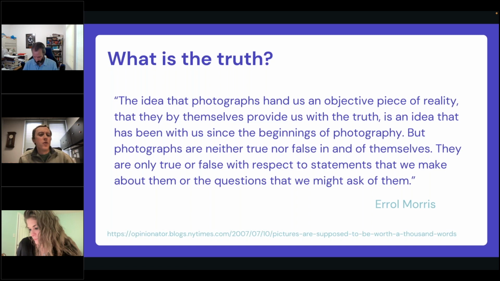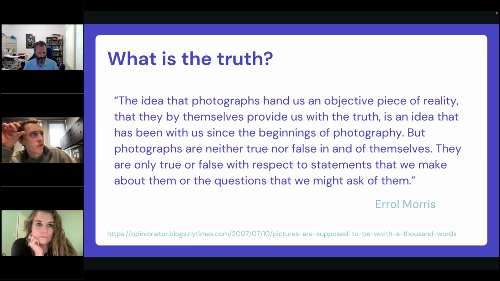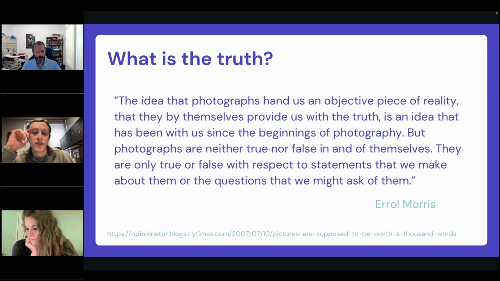Okay, so what about the fundamental question at hand here? What is the truth? The documentarian Errol Morris, who's really famous for all sorts of really interesting films over his career, looking at some of these deeper questions about truth and meaning, looked at the photograph in a series of essays he published in the New York Times about 15 years ago. He had this to say in one of these essays about the truth values that we could associate with a photograph. "The idea that photographs hand us an objective piece of reality, that they by themselves provide us with the truth, is an idea that has been with us since the beginnings of photography.